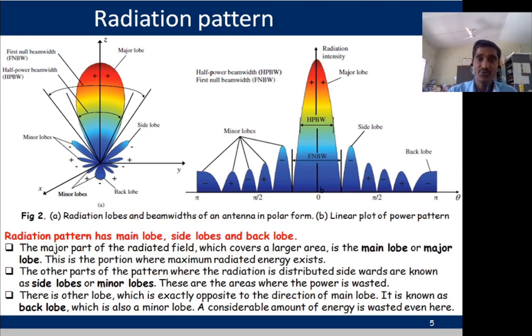One is half power beamwidth and full null beamwidth. And second are the lobes. There are three lobes: one is the major lobe, side lobe, and back lobe. So first we are going to study the lobes.